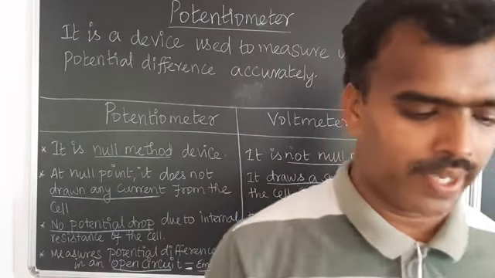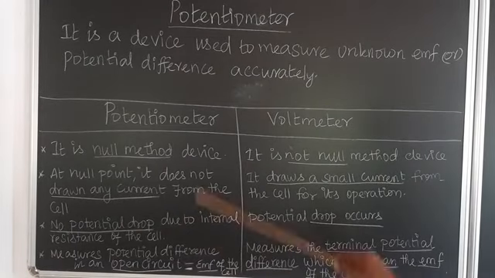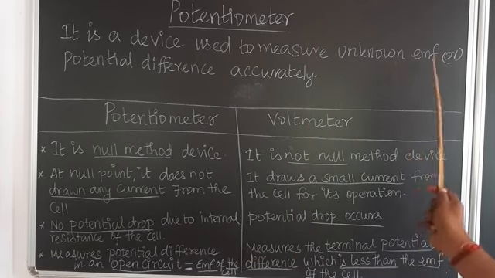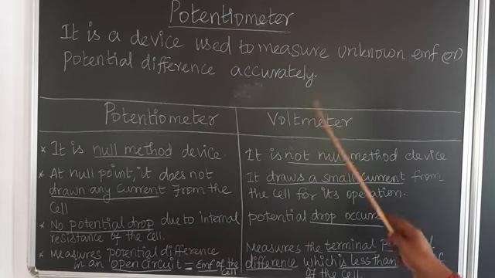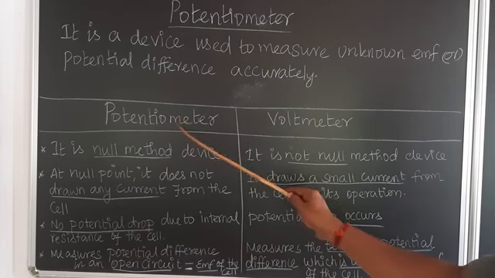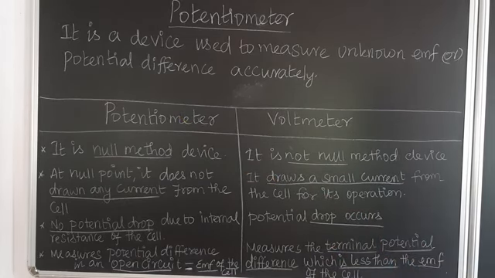Now we move on to this topic. So what is a potentiometer? It is a device used to measure an unknown EMF, electromotive force, or potential difference accurately. This word is very important. We are measuring unknown EMF or potential difference accurately by using a potentiometer. Even though we have a voltmeter, then why should we go for a potentiometer, right? There are some advantages of a potentiometer over a voltmeter. So what are the differences?